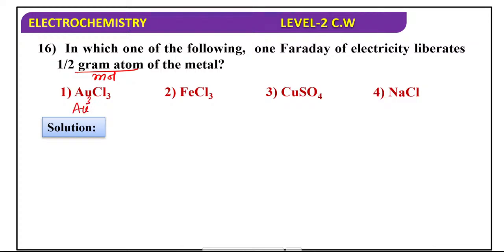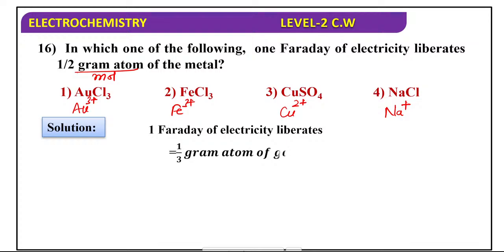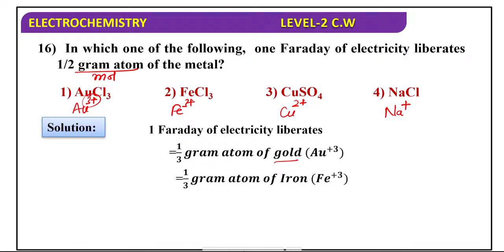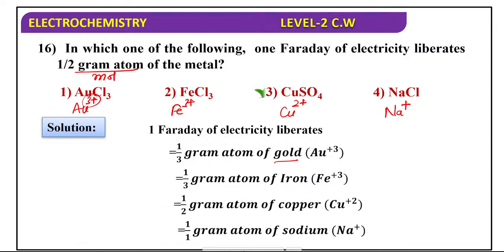Just see the charges. It is Au3 plus, Fe3 plus. Yes, it is. Because 1 Faraday of electricity liberates 1 by 3 gram atom of gold, because it is 3 plus. It is again 1 by 3 gram atom, half gram atom, and 1 gram atom of sodium. So it is copper sulfate.